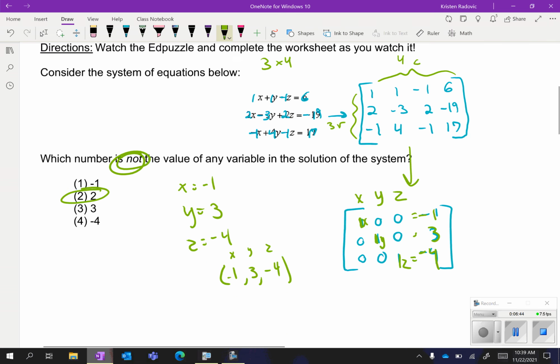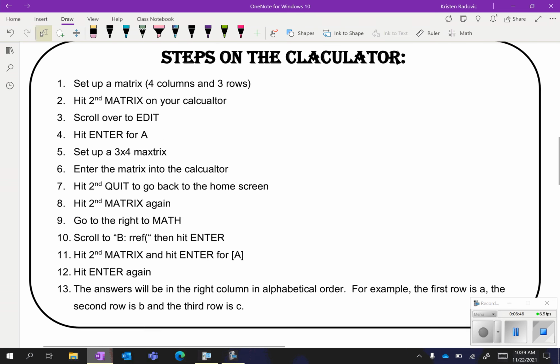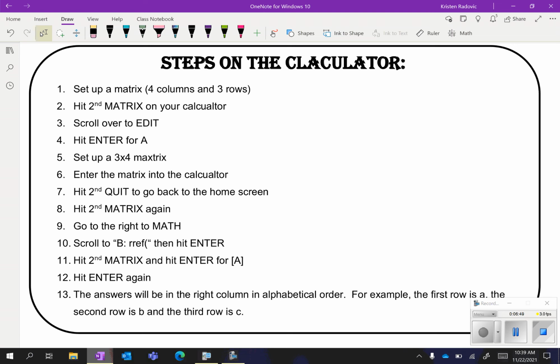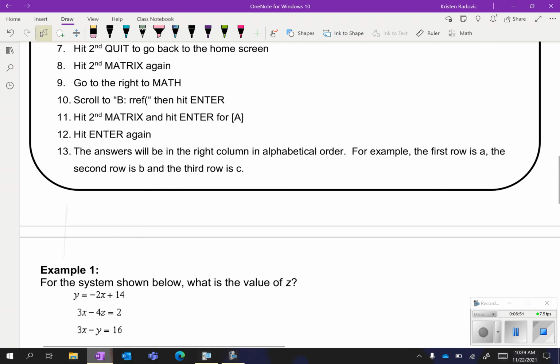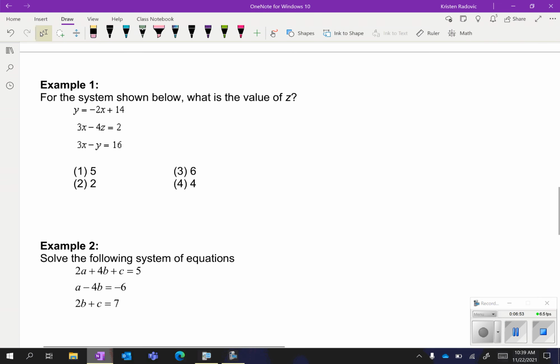Let's try the next one. If you need it, here are all the steps again for you to refer to. I highly suggest you try this in the calculator because if you don't, you will forget.